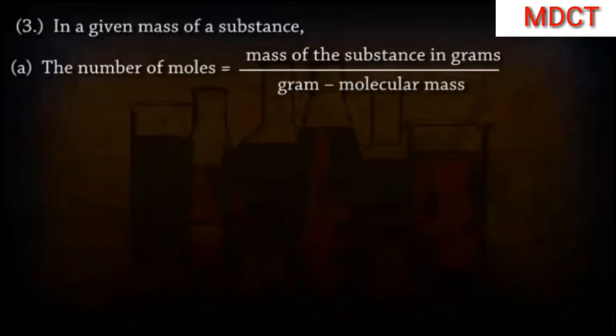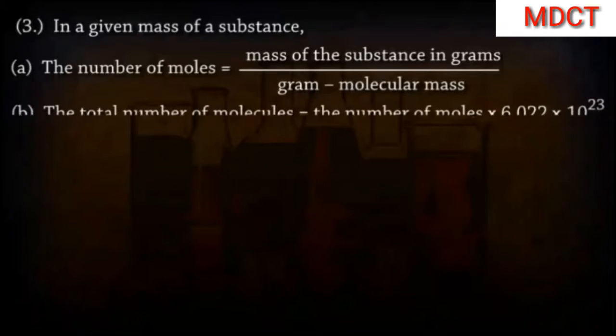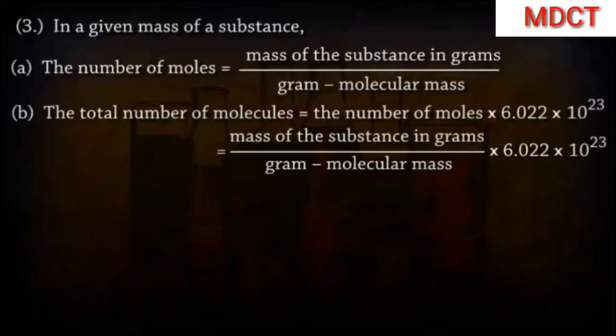Third, in a given mass of a substance, A, the number of moles is equal to mass of the substance in grams divided by gram molecular mass. B, the total number of molecules is equal to the number of moles times 6.022 × 10^23, which is equal to mass of the substance in grams divided by gram molecular mass, times 6.022 × 10^23.